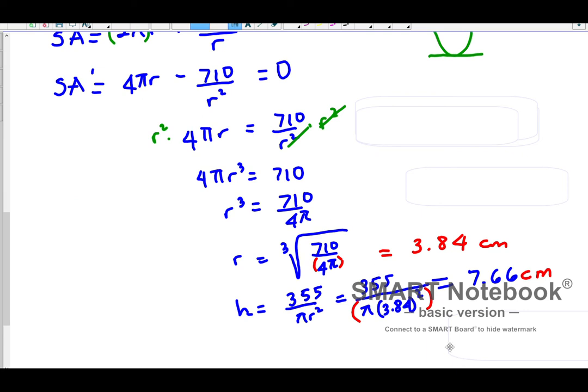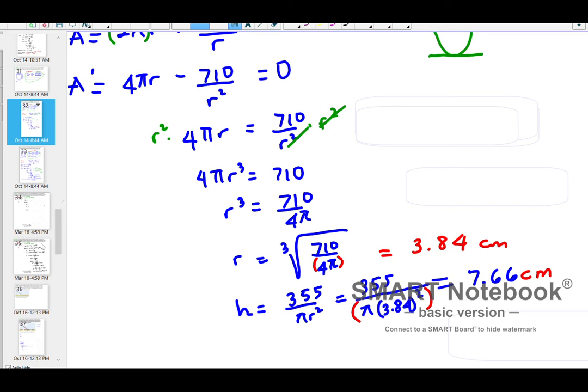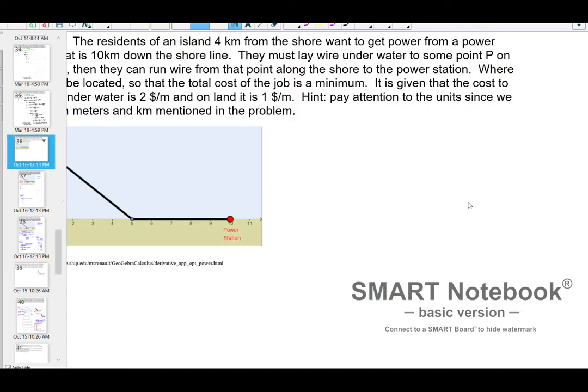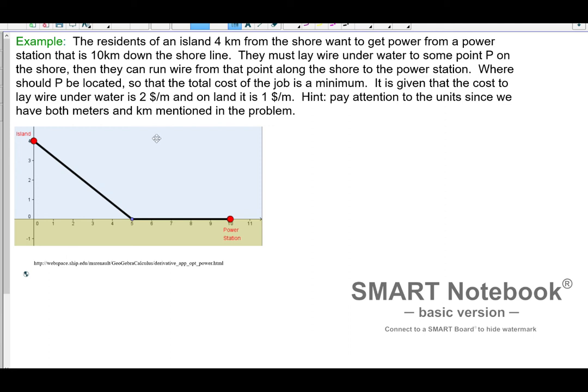And the last type of problem I'd like to go over with you is something we've seen at the very beginning, the opening lesson on optimization. A very unusual problem, but also a very interesting one. So you have an island and you're trying to lay pipe from the island to a power station, which is 10 kilometers, rather, down the shoreline.